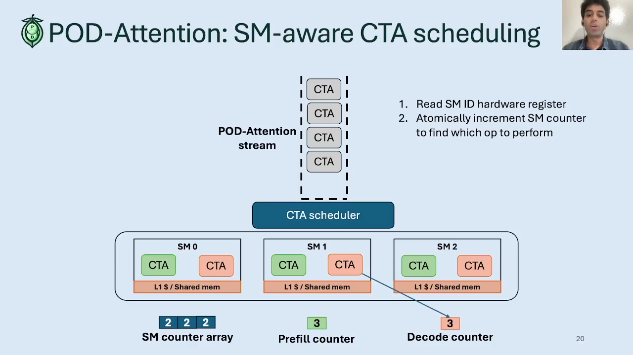The CTA then atomically increments the operator counter and executes it. This allows us to ensure that we don't run more operations than necessary. For example, if we only want 4 decode CTAs and the counter has a value of 4, we can perform prefill instead. Since each CTA determines its operation based on previously launched CTAs within each SM, we guarantee co-location of the different operations. And since each SM can hold 2 CTAs, load balancing is not an issue, since completion of one operation allows another to get scheduled on the SM.